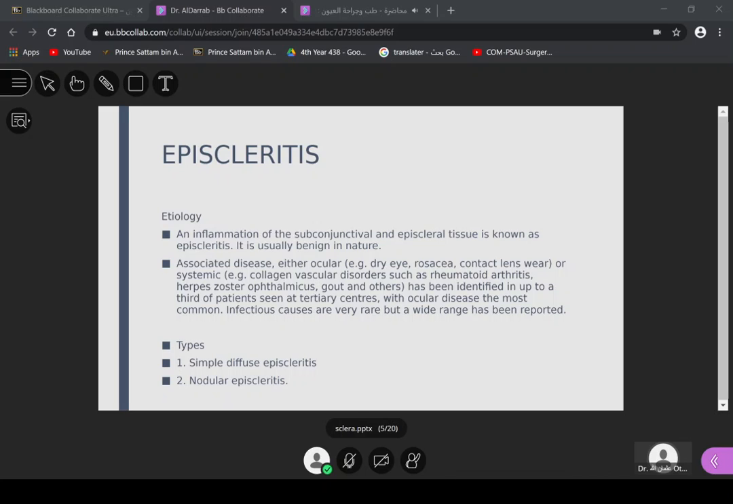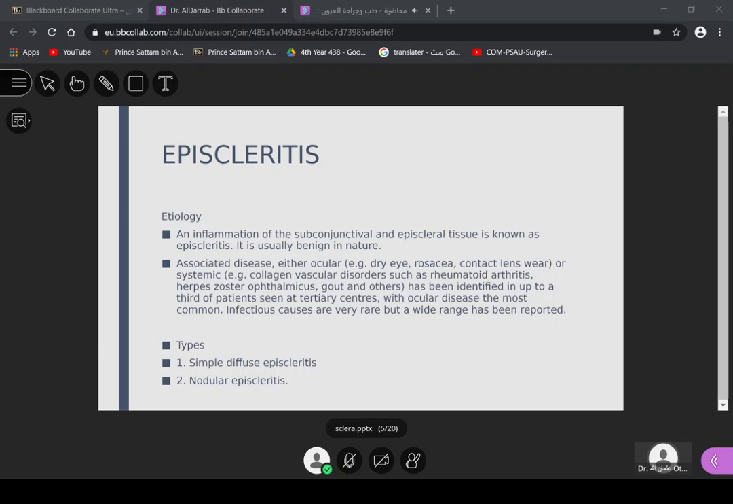So the episclera inflammation is just below the conjunctiva. And episcleral tissue inflammation is known as episcleritis. It's almost benign in nature. Usually it is self-limiting. It disappears without any treatment.